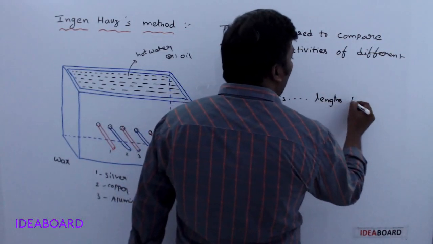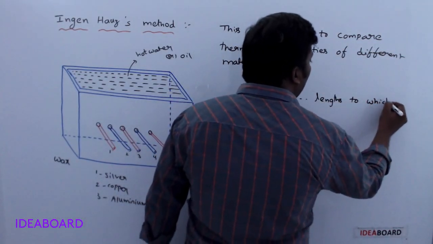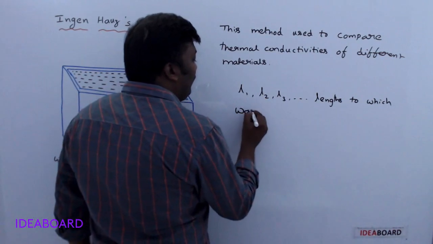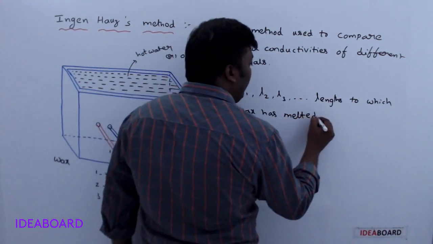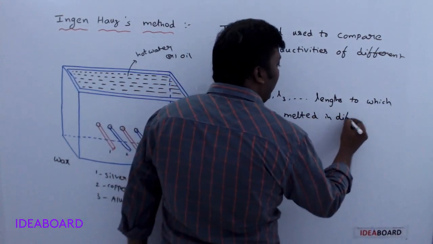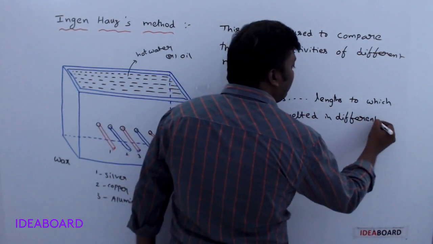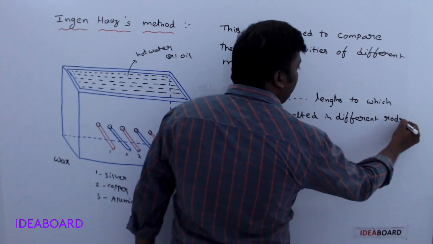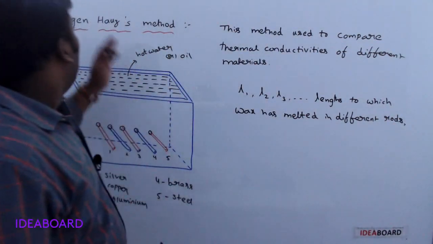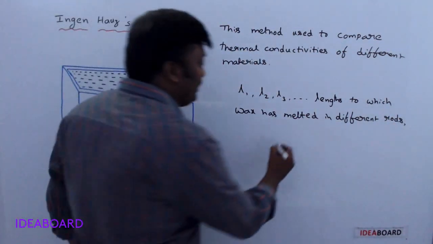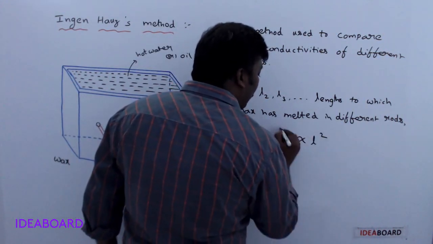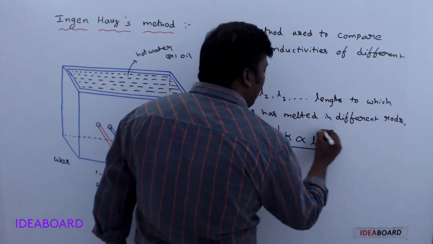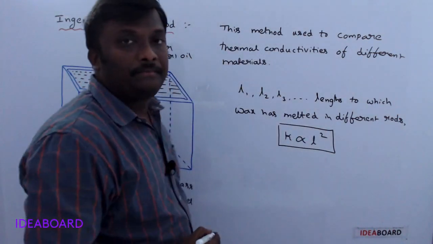length to which wax has melted in different rods, then Ingenhousz found that the coefficient of thermal conductivity is always directly proportional to the square of the length.